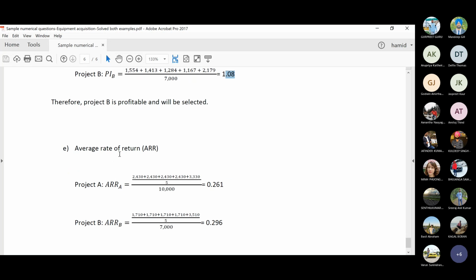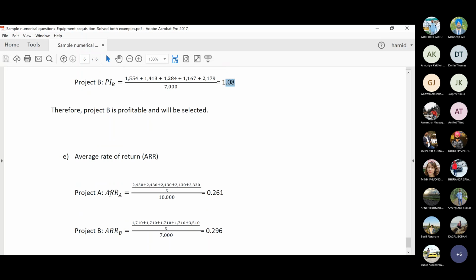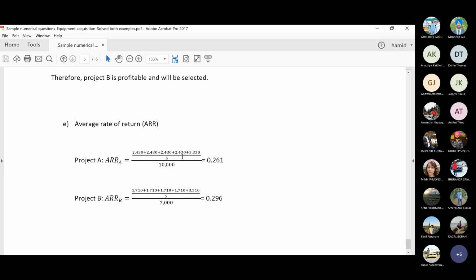Average rate of return is another way that we calculate the profitability of this project. And here we need to calculate the average of income in 5 years divided by initial investment. So again, you will see that project B has a better situation. So project B has a better average rate of return. So that's why we go with project B.